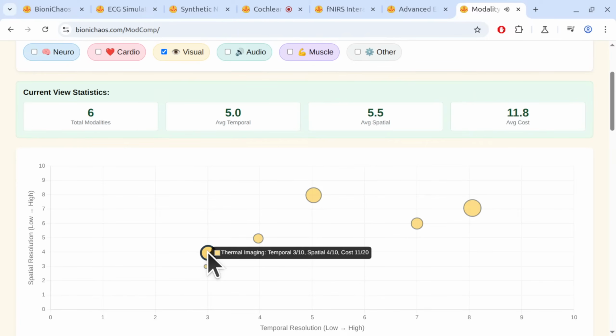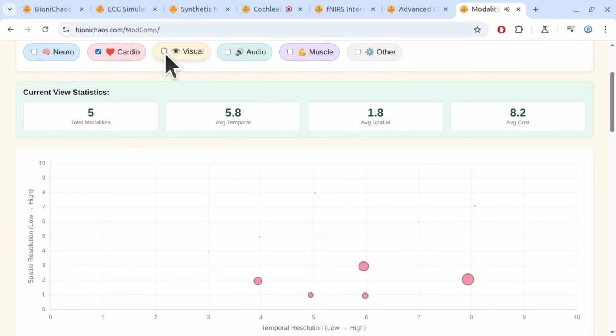Okay, let's listen to the heart. Cardio modalities. Right. And again, that clinical versus consumer split is really clear with ECG, the electrocardiogram. Clinical ECG, 8 temporal, only 2 spatial, but 12 cost. That's for proper medical diagnosis in a hospital or clinic.